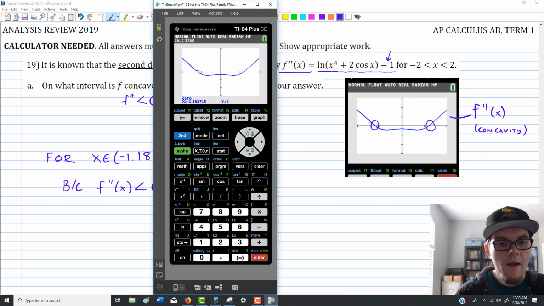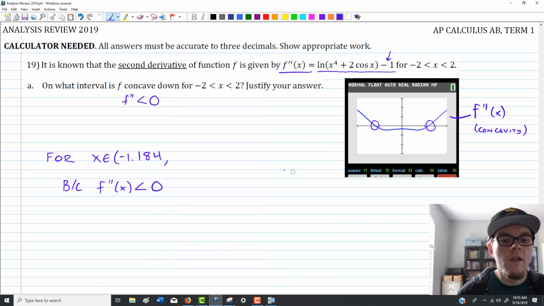And then from the other one, I have a feeling it's just a positive version of this guy. But just to be safe, let's do it carefully. 1.184 it is. So there is our interval.